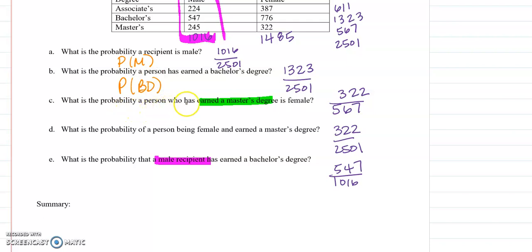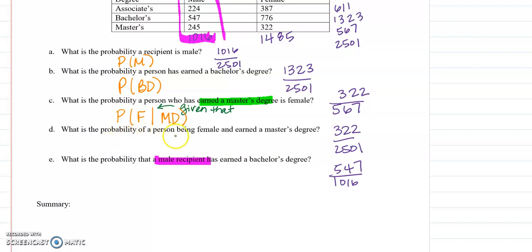What is the probability a person who has earned a master's degree is female? This is the notation for conditional probability. And we use a vertical bar, and it means given that or such that. So you read it as find the probability a person is female, because that's ultimately what we're trying to find, given that they have a master's degree. So I know that it's written second, but it's actually the first thing that we read, or first thing that we would consider when looking at the table.